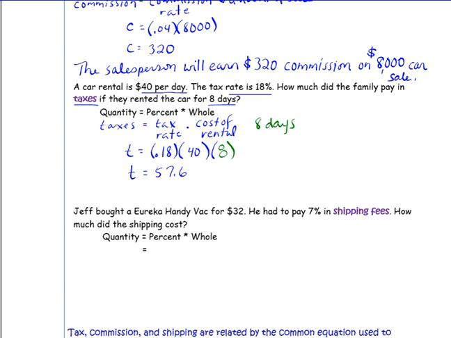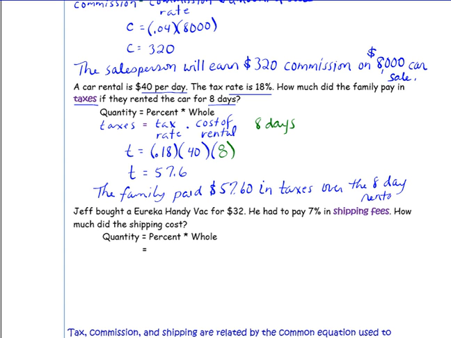So what that means is the family paid $57.60 in taxes over the 8-day rental. And that's only the taxes. That's not the cost of the rental itself.